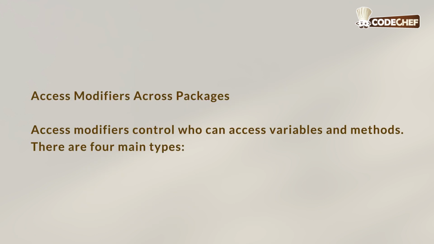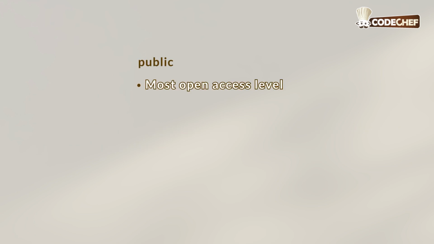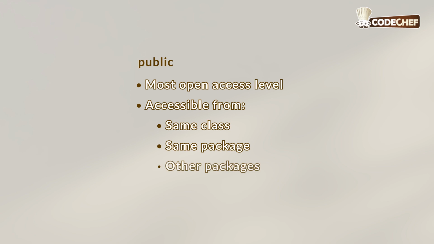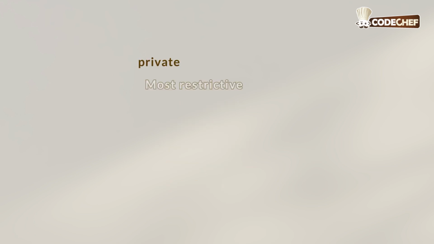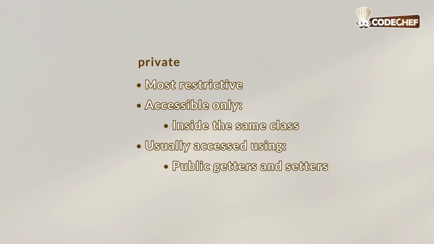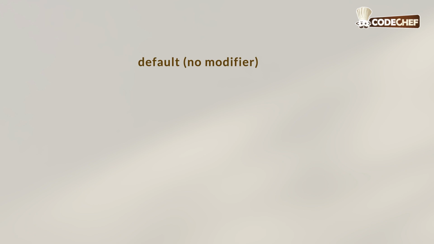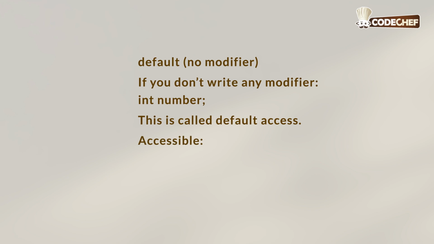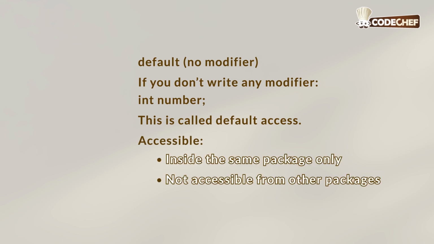Now let's talk about access modifiers across packages. Access modifiers decide who can access variables and methods. Now there are 4 types. Public, the most open access level. It is accessible from the same class, same package, other packages, and subclasses. Private is the most restrictive. It is accessible only inside the same class. It is usually accessed using public getters and setters. Default, or no modifier. If you don't write any modifier, like int number, this is called default access. It is accessible inside the same package only and not accessible from other packages.